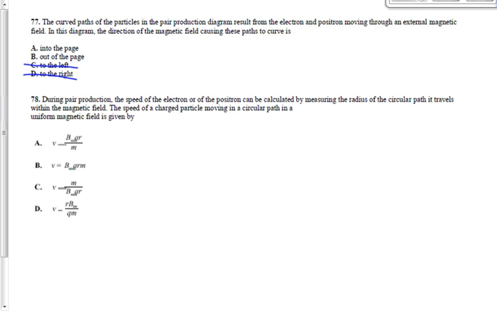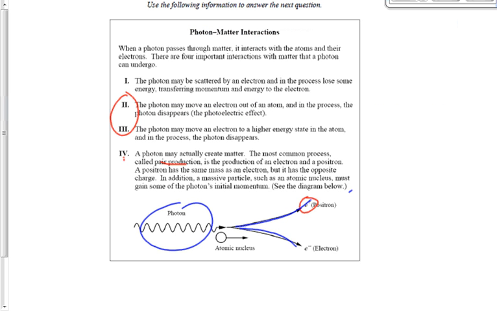Good. They would be parallel to the way the particle is moving. Look, the particle is moving to the right. If you have a field that's to the right or to the left, there will be no force on either one of these particles. So it can't be C or D. It's got to be either into the page or out of the page.